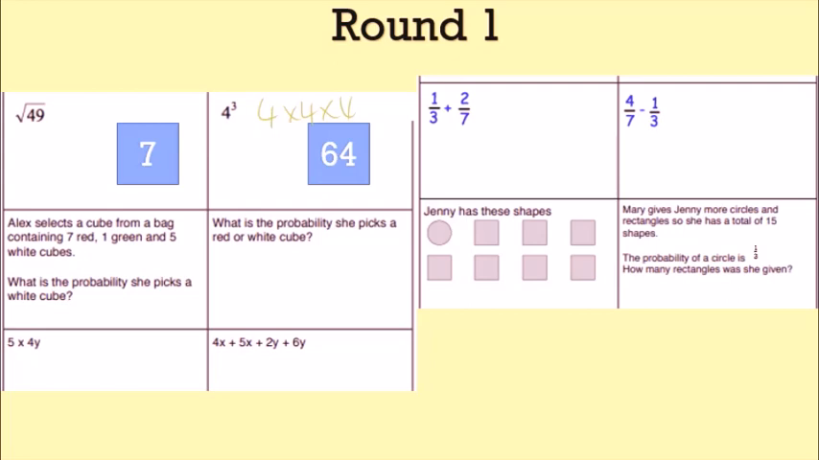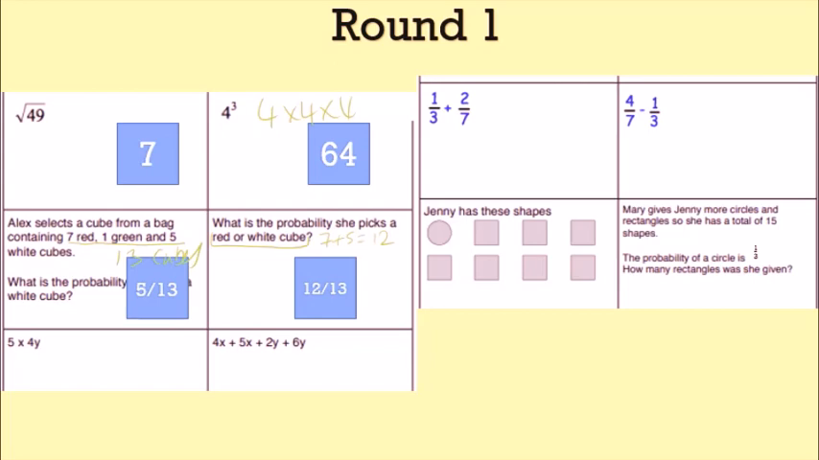Alex selects a cube from a bag containing 7 red, 1 green and 5 white cubes. In total, 7 add 1 add 5 is 13 cubes. What's the probability that she picks a white cube? And what is the probability that she picks a red or white cube? The total of the red and white is 7 add 5, which is 12. The answers were 5 out of 13 for the white cube and 12 out of 13 for red or white cubes.